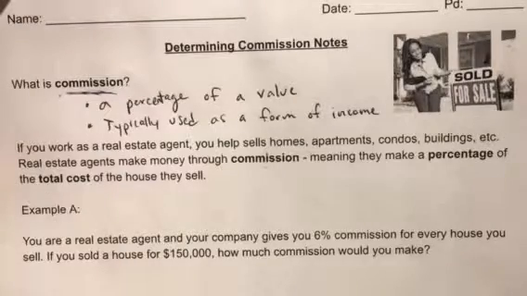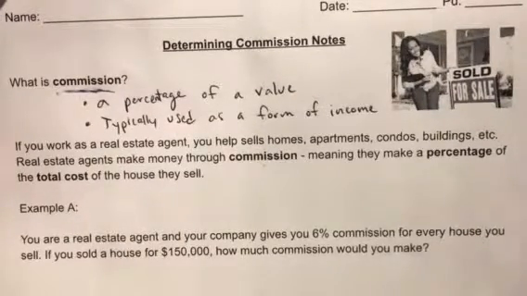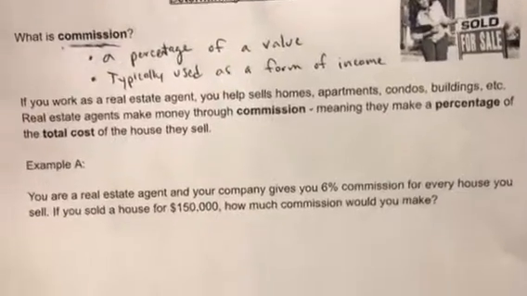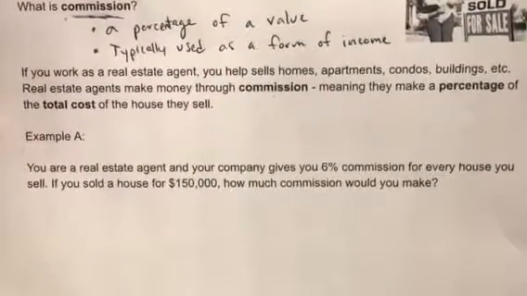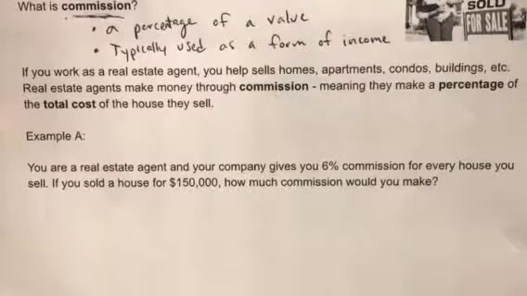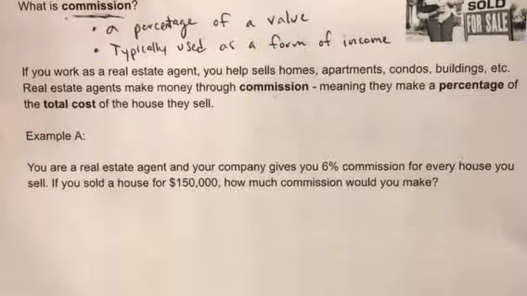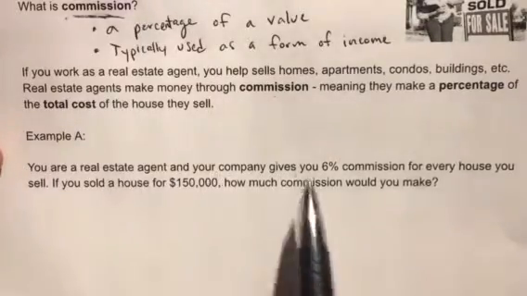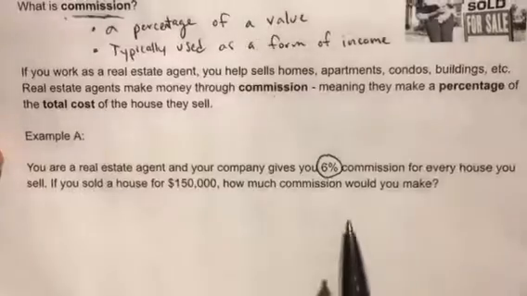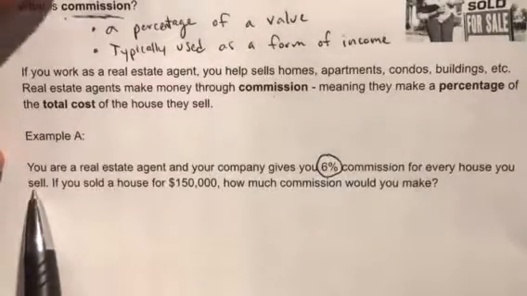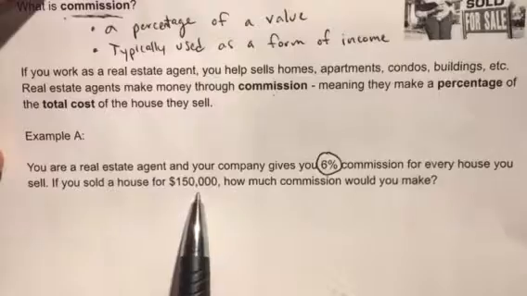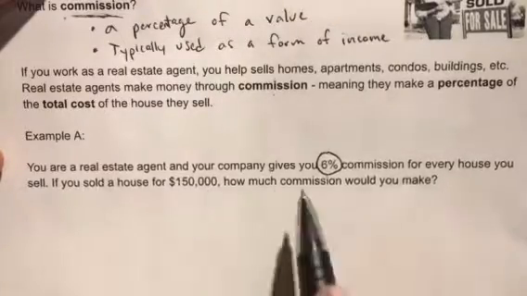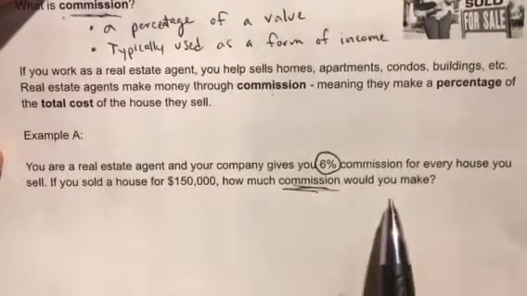I'm going to give you two examples that deal with commission and either finding commission or finding the total value of the house based off the commission they give you. And really, it's just determining where we put the money, so where we set up our equivalent ratio. Example A says, you're a real estate agent and your company gives you 6% commission for every house you sell. If you sold a house for $150,000, how much commission would you make?